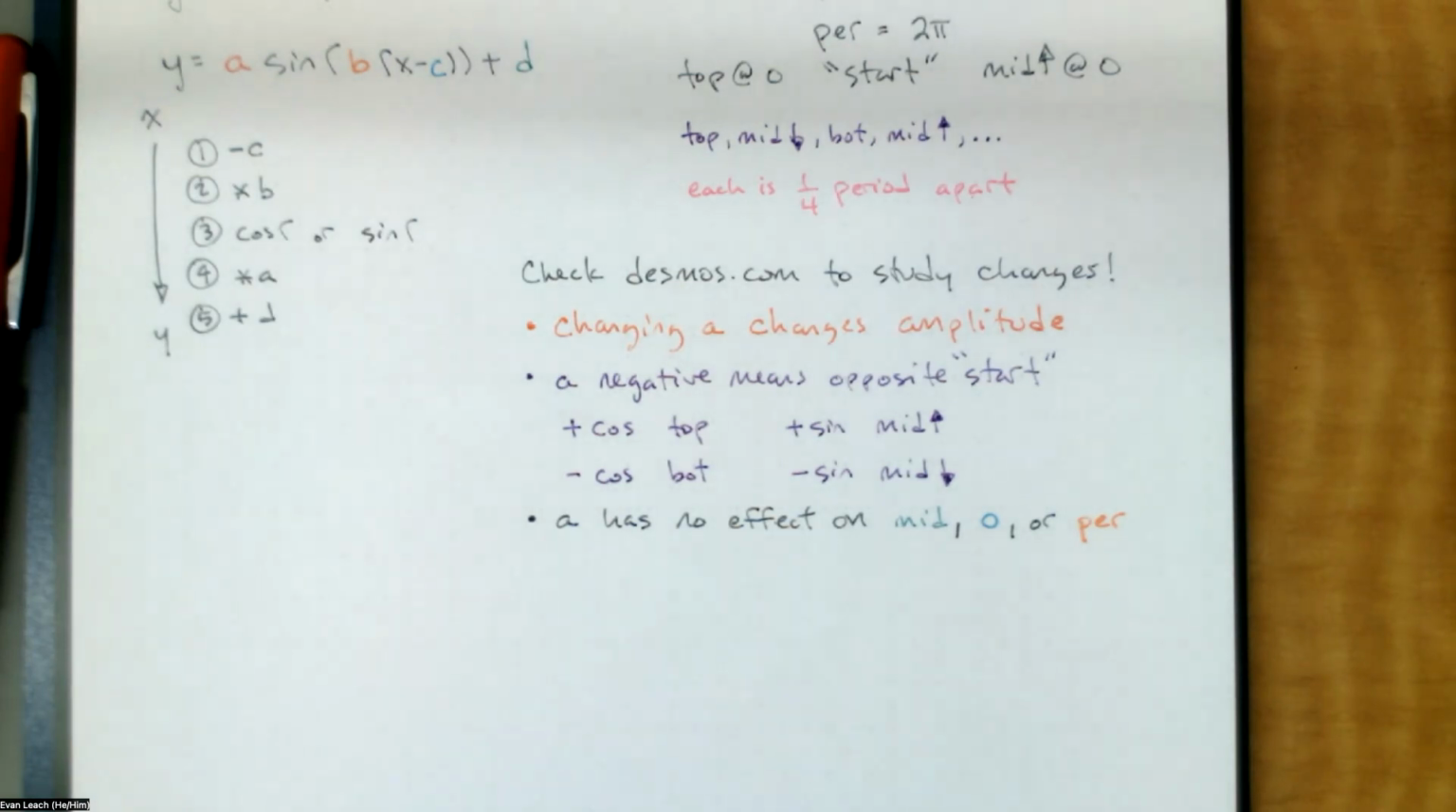When A is 3, amplitude is 3. When A is -1.2, amplitude is 1.2. Amplitude is always a positive value because it's always distance. There's the top at 1.2. Here's the bottom at -1.2. So even more detail, changing A changes the amplitude. The absolute value of A is the amplitude. The negative just tells us whether we're going to start at the top, or the bottom, or the middle going up, or the middle going down.